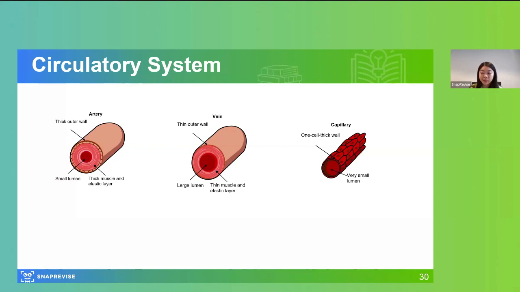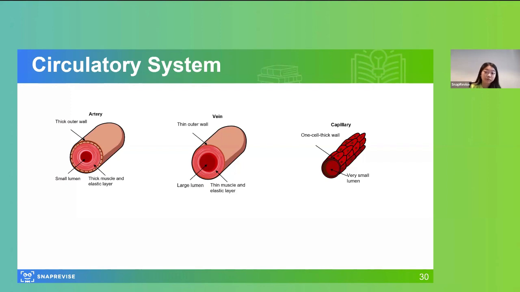Something I want to point out that I didn't point out earlier is that the pulmonary artery is an exception and the pulmonary vein is an exception. So the pulmonary vein carries oxygenated blood from the lungs. So that's the only exception to what I've said earlier. So something to just note, to be careful of.